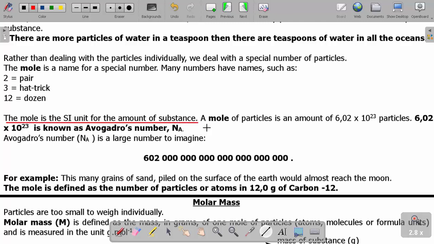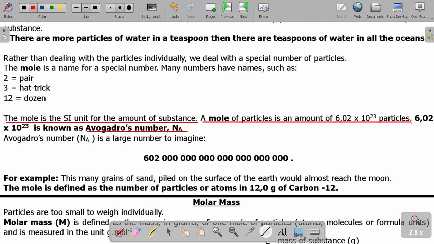Now, what is a mole actually? A mole of particles is the amount of 6,02 exponent 23 particles. So if anybody talks about mole, you must understand it is simply an amount of particles, which is as much as 6,02 times 10 to the power 23 particles. Now, the 6,02 times 10 to the power 23 is called Avogadro's number, which we abbreviate as Na. So whenever you see Na, we mean Avogadro's number.